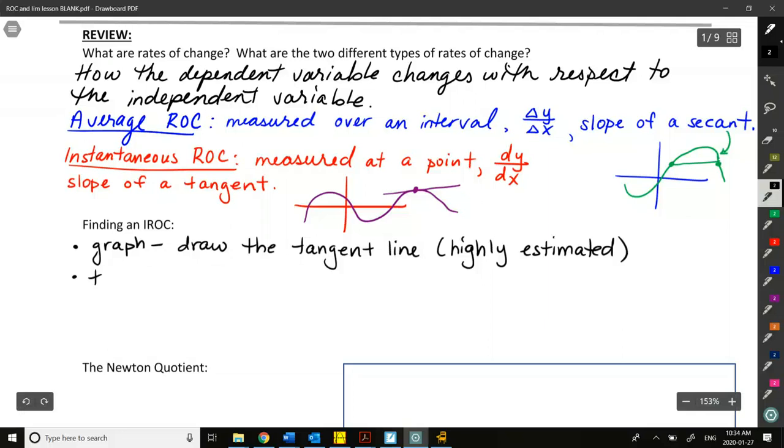We've used some tables before where we shrink the interval between the x's, and we see what the slopes of the secant are getting closer and closer toward. This was called a limit. So we find the limit of the secant slopes.